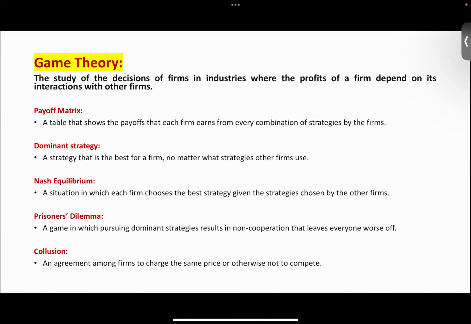Okay, the next one is called game theory. Because we say that the decisions of firms are interdependent on each other, sometimes we can analyze their actions and their payoff with the use of game theory, or what we call payoff matrix. Game theory refers to the study of the decisions of firms in industries where the profits of a firm depend on its interactions with other firms. You only learn about game theory under the oligopoly market because of the interdependence behavior. They are dependent on each other.